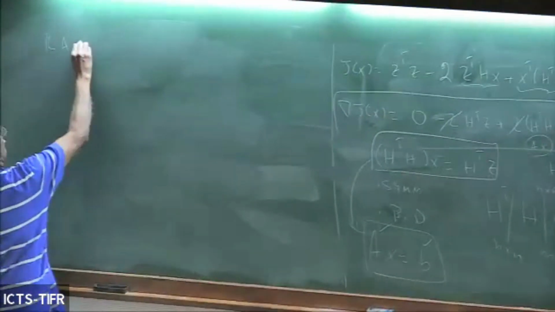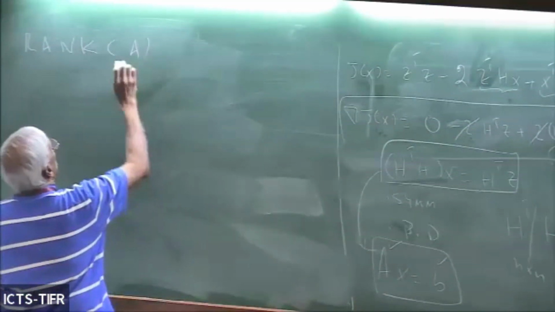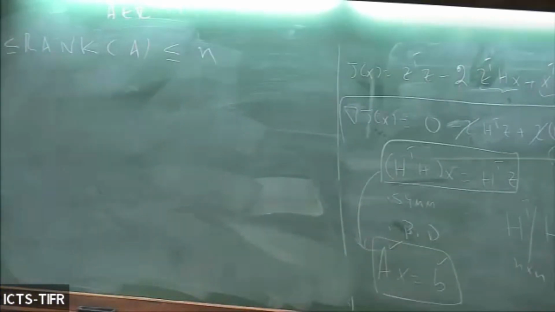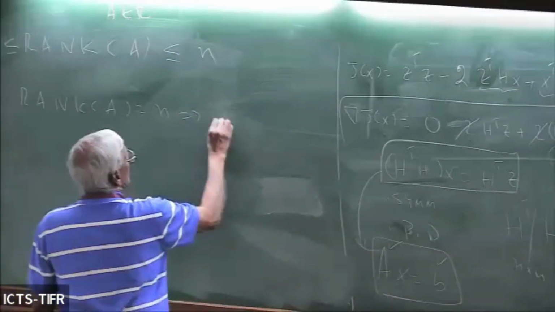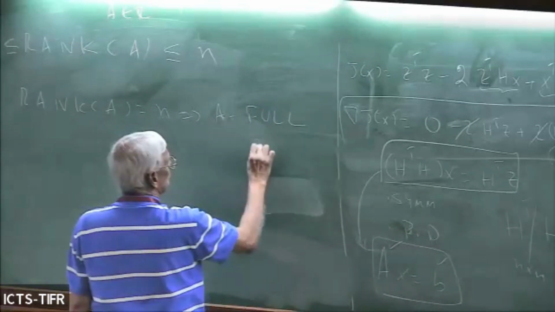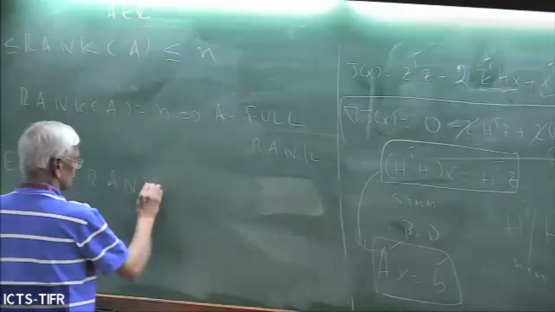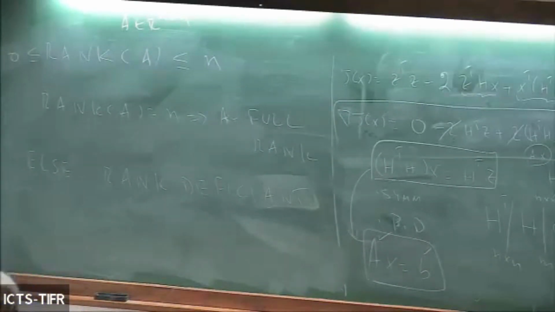So I'm not going to write all of them. Rank of A. So if A is an n by n matrix, rank of A is less than or equal to n, and always greater than or equal to 0. What is the matrix for the rank of 0? The zero matrix. When A is non-zero, it always satisfies the inequality. When the rank of A is equal to n, we say A is full rank. Else it is called rank deficient. So linear independence relates to full rank. Linear dependence relates to rank deficiency.